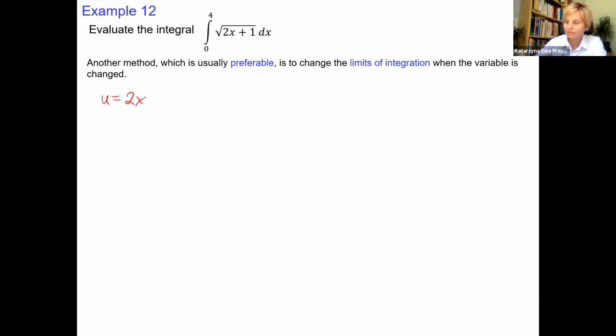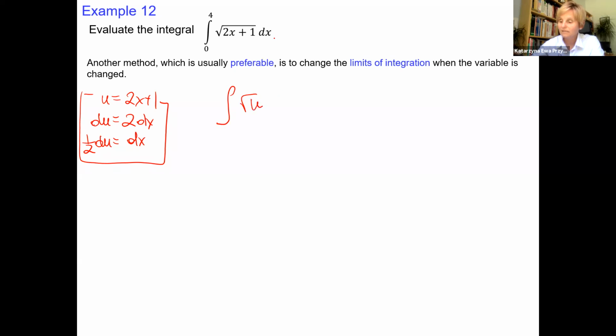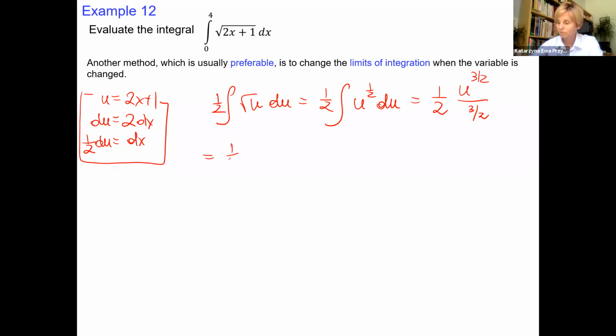Let's repeat. 2x plus 1 is u. du is 2 dx. We don't have 2, so we will put 1/2 du is dx. I'm just repeating the same thing. Integral of square root of u, dx is 1/2 du. Okay, 1/2 u to the power of 1/2. The integral is 1/2 u to the power of 3/2 over 3/2. And this will be 1/3 u to the power of 3/2, which is square root of u cubed.